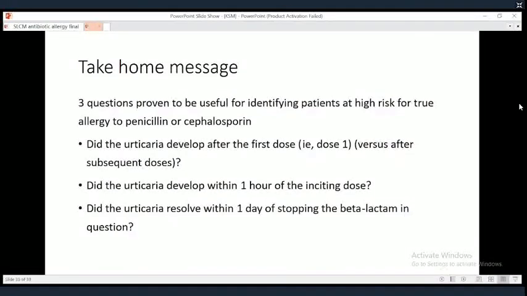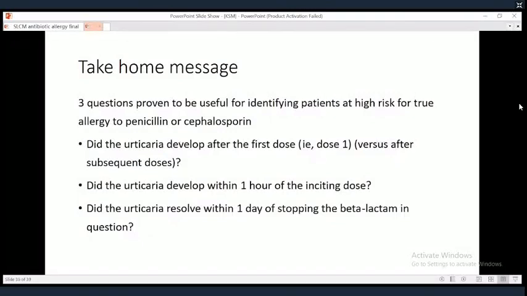So there is a take-home message. If you ask the following 3 questions from a patient who is said to be allergic to penicillin or cephalosporin, you might detect a true allergic patient. So the first question is, did the urticaria develop after the first dose versus subsequent doses? Did the urticaria develop within 1 hour of the inciting dose? Did the urticaria resolve within 1 day of stopping the beta-lactam in question?